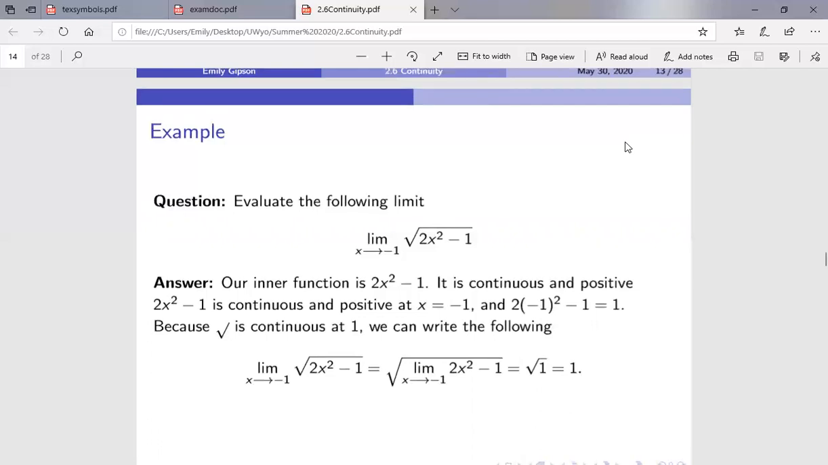Because our radical is continuous at 1, we can write the following. The limit as x approaches -1 of the square root of 2x squared minus 1 is the same as the square root of the limit as x approaches -1 of 2x squared minus 1. Well, we already showed that our inside function limit is just plugging it in. It's just 1. So the square root of 1 is 1. And that's how we find the limit of our big function.